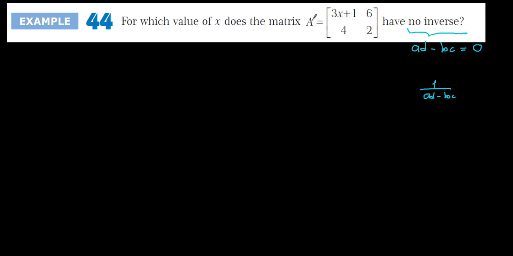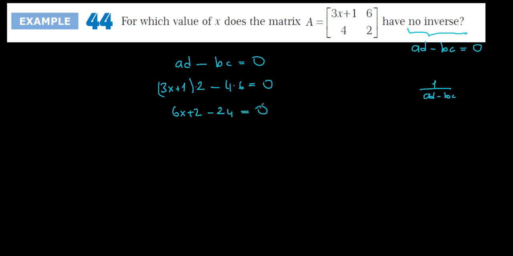Does the matrix A has no inverse, which means A times D minus BC should be equal to 0. A times D minus BC, it should be equal to 0. And 3x plus 1 times 2 minus 4 times 6 is equal to 0. 6x plus 2 minus 24 is equal to 0. 6x minus 22 is equal to 0.